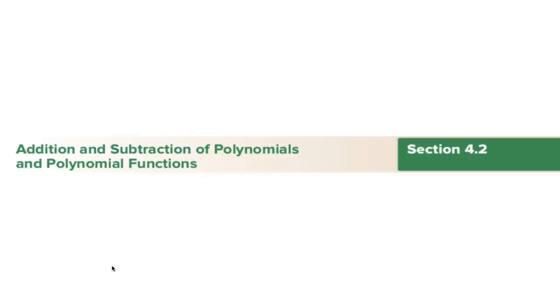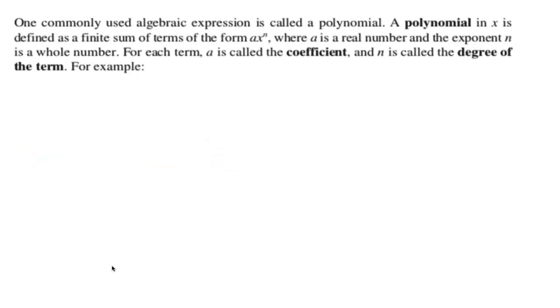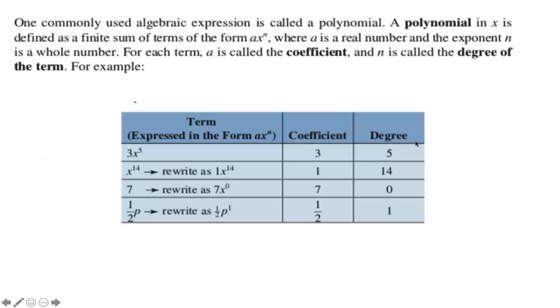Okay, let's talk about how to add and subtract polynomials. So what is a polynomial? A polynomial is an algebraic expression that is in powers of x, and all the terms have the form a times x to the n, where a is a real number and n is some whole number exponent. So a is called the coefficient, and n is called the degree of the term. So for example, 3x to the 5th, 3 is the coefficient, 5 is the degree. For x to the 14, 14 is the degree, and there's a 1 in front of it, so the 1 is the coefficient.